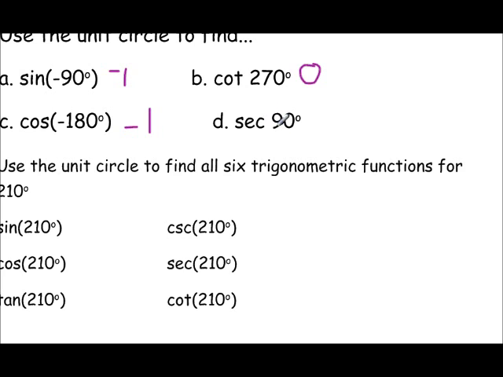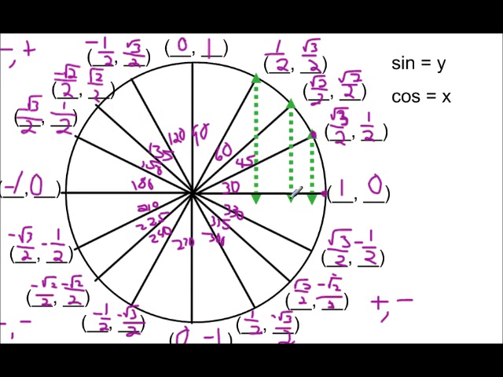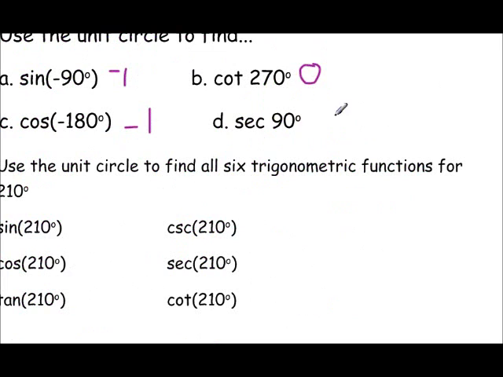And then secant of 90 degrees. For 90 degrees, we go up here. Now, secant is the reciprocal of cosine, so it'll be 1 over x. But x is 0, and you cannot divide by 0. So it would be 1 over 0, which is undefined. So we say secant of 90 degrees is undefined, or sometimes I will say DNE, for does not exist. The value of secant of 90 degrees does not exist.